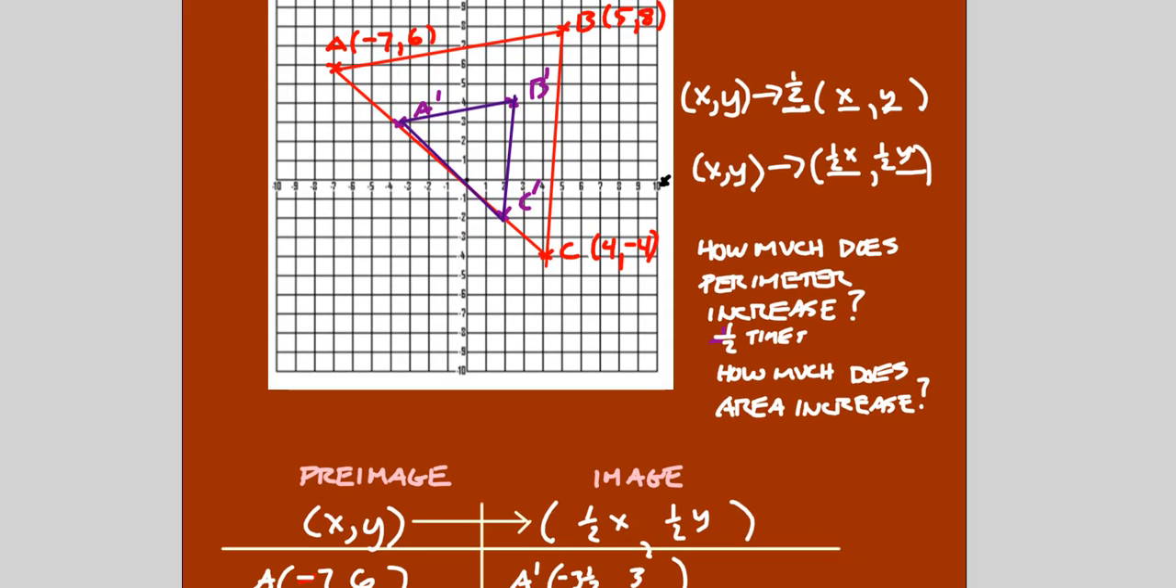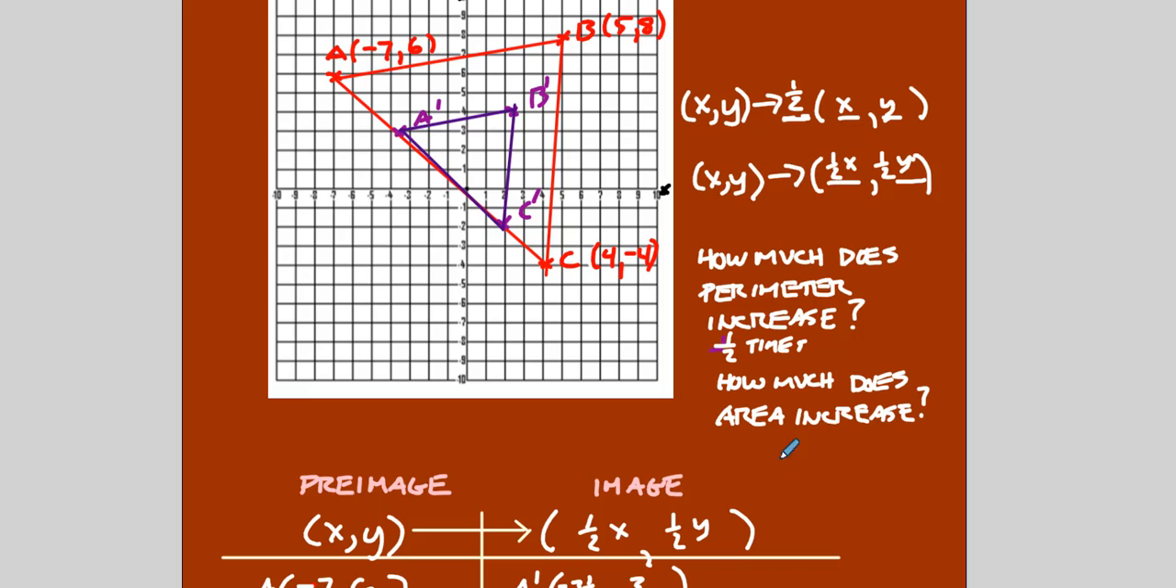Now the area is, each dimension is going down by half, so 1/2 times 1/2 is 1/4. So it's going to be 1/4 times. So if the area of the original figure is 8, the new figure is going to be 2, because the area is 1/4 of the original figure.